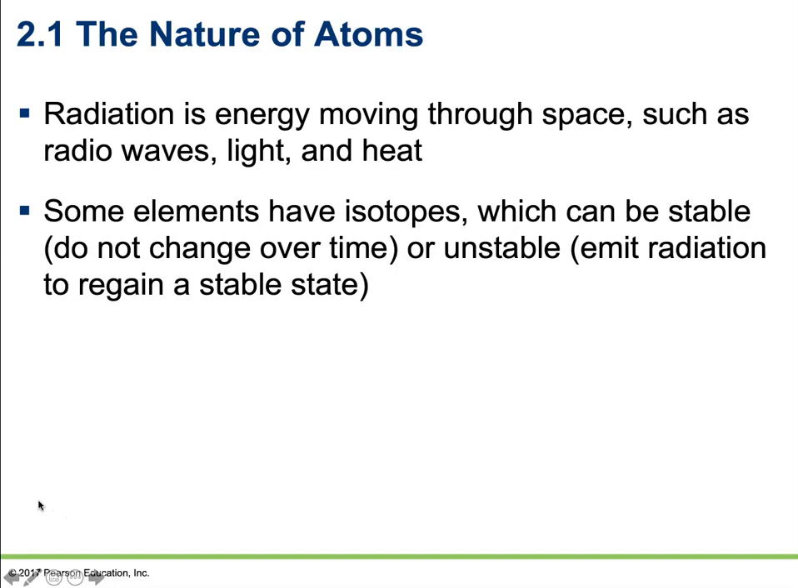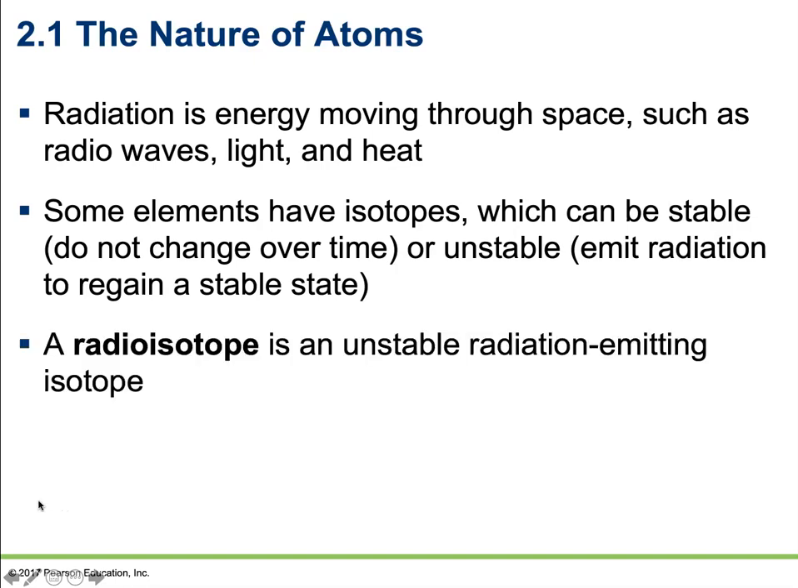Like I said, some elements have isotopes which can be stable, meaning they do not change over time, or unstable. They're going to emit radiation in order to regain a stable state. A lot of times they will either give up a neutron or pick up an extra neutron to try and stabilize their nucleus.